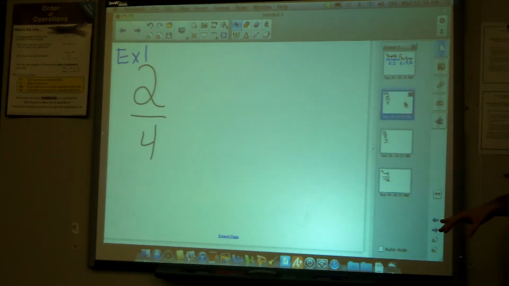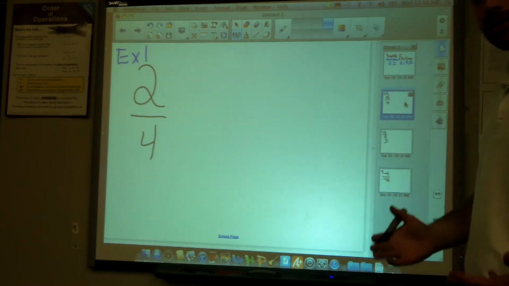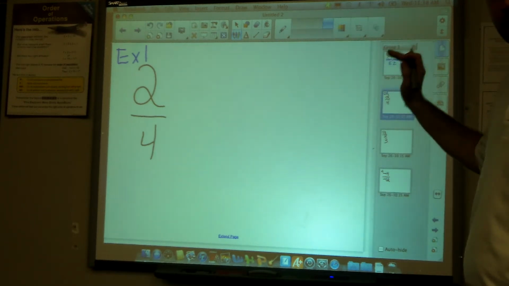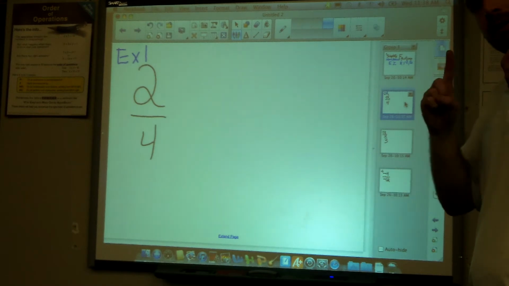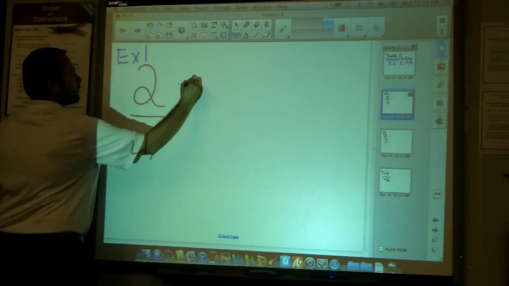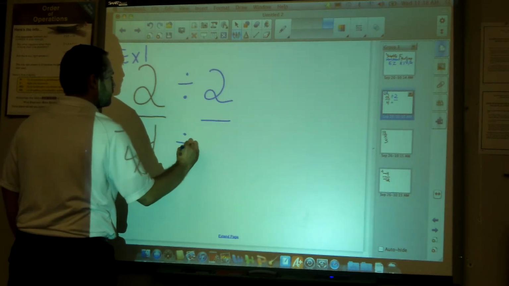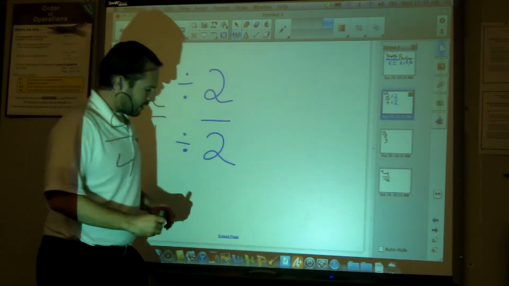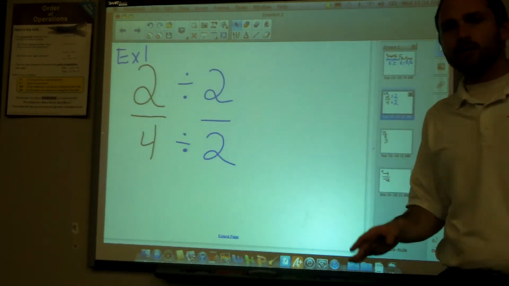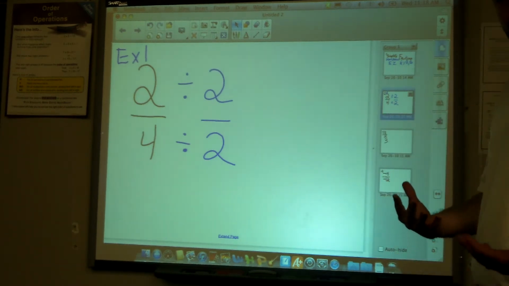Alright, so example 1. I know that I can divide 2 and 4 by 2 because they're both even. So what I'm going to do is divide the 2 by 2 and divide the 4 by 2. Because if you do it on the top, you have to do it on the bottom. And the reason why I'm putting that bar right there is because I want to tell myself that I know that 2 over 2 is equal to 1, because 2 divided by 2 is 1.